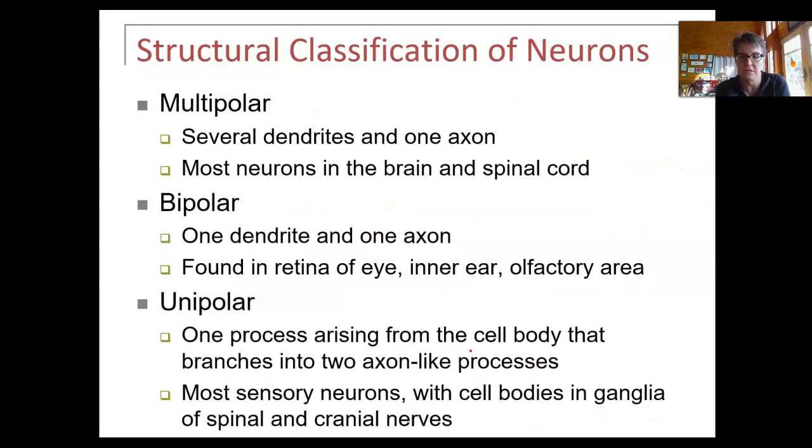So these are all of your sensory neurons. Oh, most, okay, not all. All right, so multipolar, most in the central nervous system of the brain and spinal cord. Look, bipolar, I knew it was in the retina. In the inner ear, I thought, but I didn't remember that it was in the olfactory area. And then unipolar are my sensory neurons.